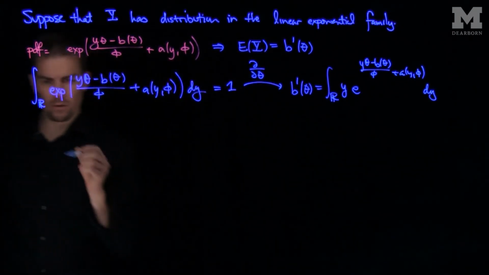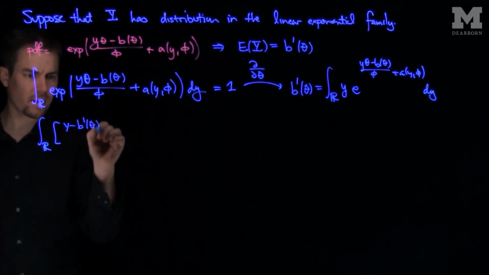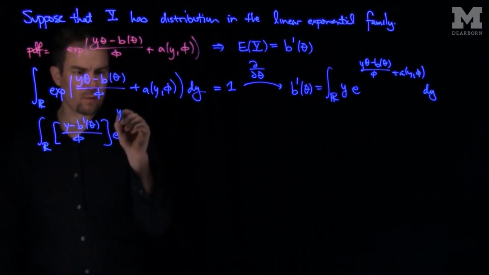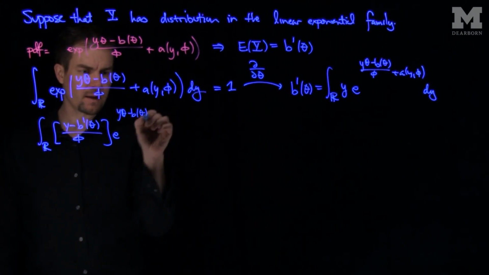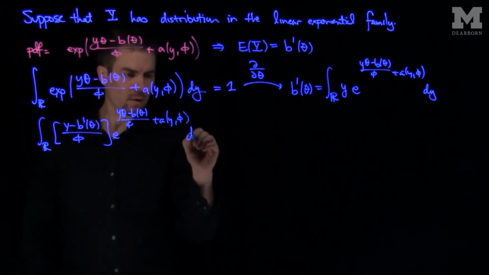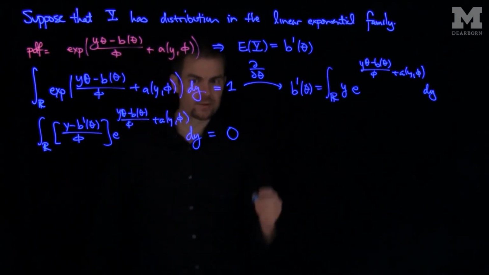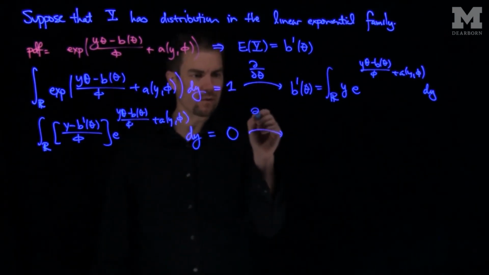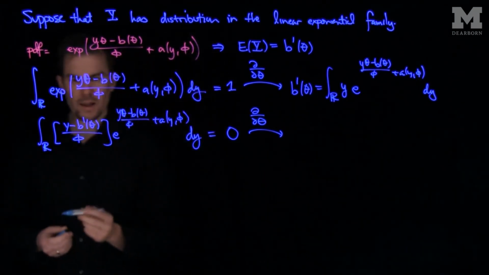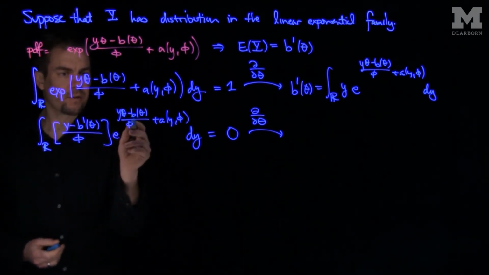The formula we actually derived was that the integral over R of y minus b prime of theta, over phi, times the exponential of y theta minus b theta over phi plus a of y phi, dy, was equal to 0. And what I'd like to do is differentiate this equation again. So we'll do the second derivative, or the derivative of the derivative. Again, the left-hand side will be equal to 0. And then we'll have to do the derivative of this first term with respect to theta, and then the derivative of the second term.